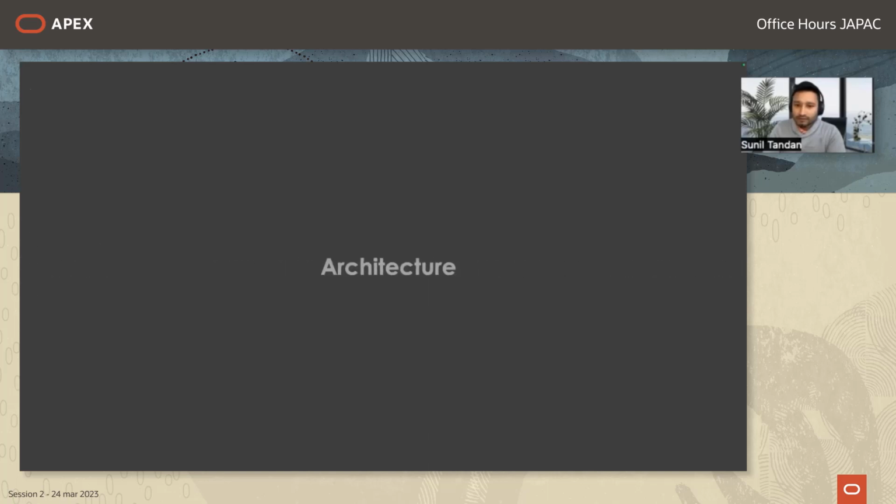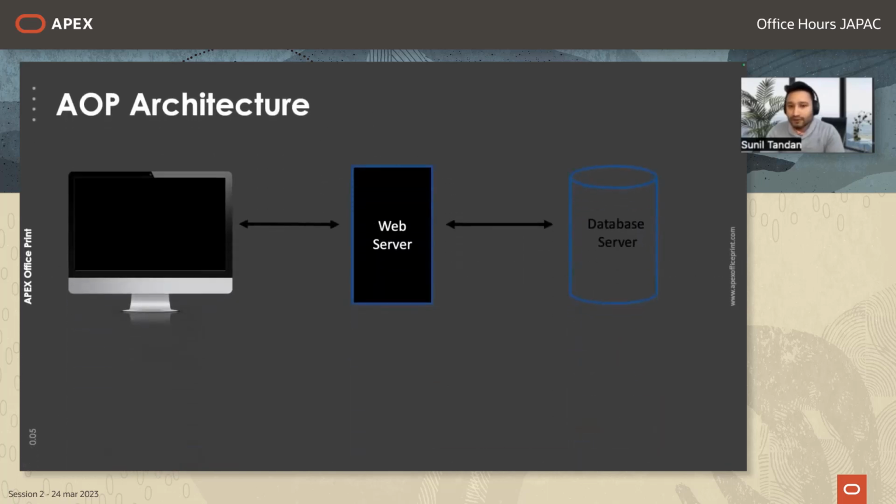Okay, so let me start off with the architecture of Apex Office Print. So this architecture is, I think, fairly known by everyone. So we have a browser and we have a web server, and behind the web server, it's communicating with the database server in order to provide you with pages. So this is the structure or the architecture of Apex that we all know.